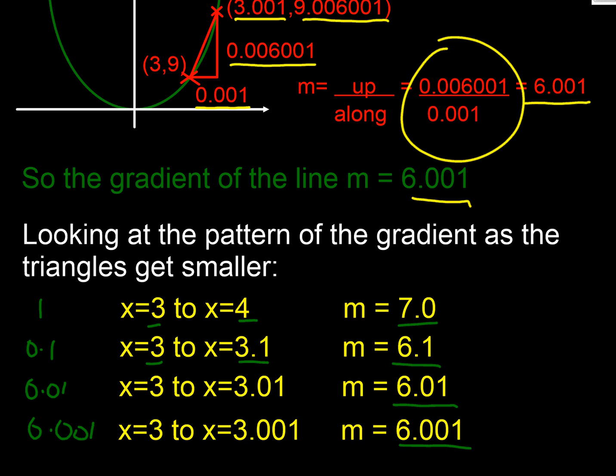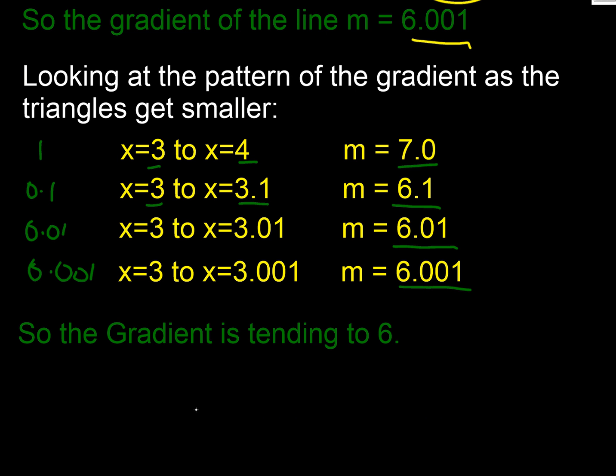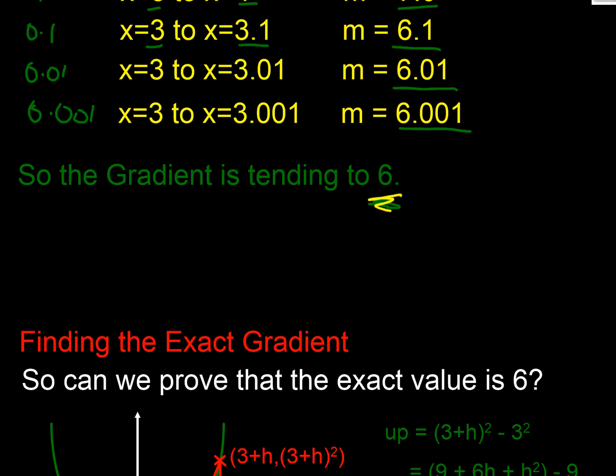So where do we think this is going when that space has become really small? This triangle has become very, very tiny. Well, the answer is it looks like it's going to 6, doesn't it? The gradient at this point looks like it's going to 6. Well, that's what we were looking at before. And now let's quickly see if we can prove that it's exactly 6.